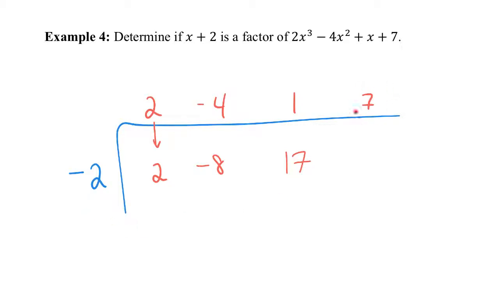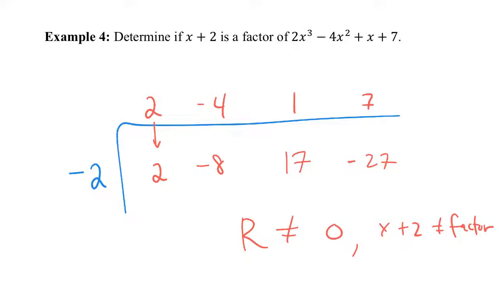Is it going to work? So can I just stop there at this point? Yeah. I'm not getting 0. I don't even care about what this number is. I'll do it. Negative 34 plus 7 is going to be negative 27. But because the remainder does not equal 0, x plus 2 is not a factor. That's what Eduardo told us a minute ago.